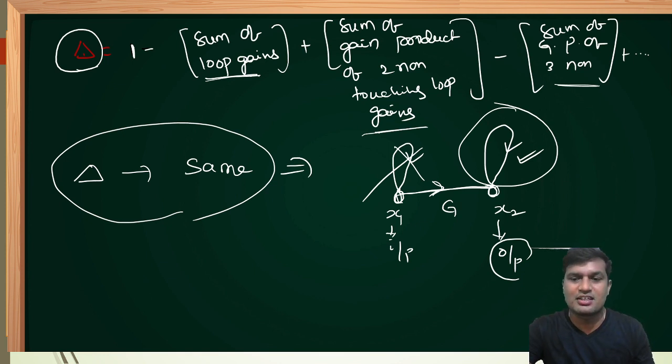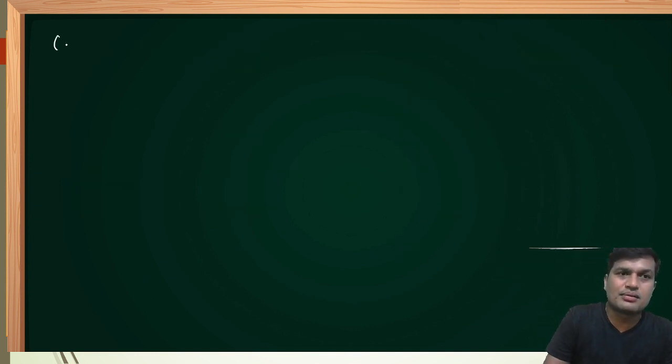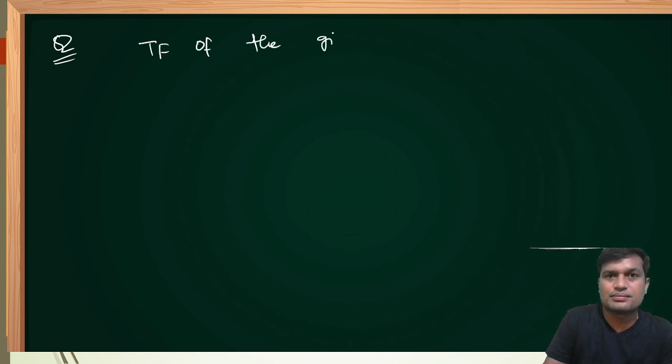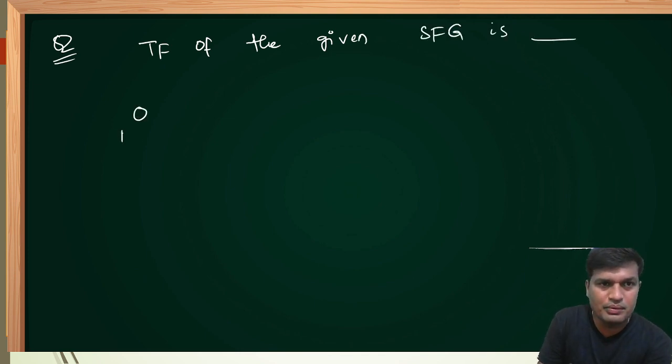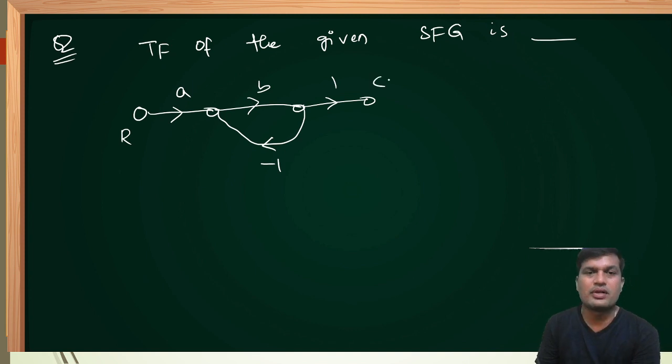Now we will solve a certain number of questions. Okay, the first question. The transfer function of the given signal flow graph is... SFG means signal flow graph. Let's say the input is R, the branch gain is A, this is B, this is 1, this is minus 1, and the output node is C.